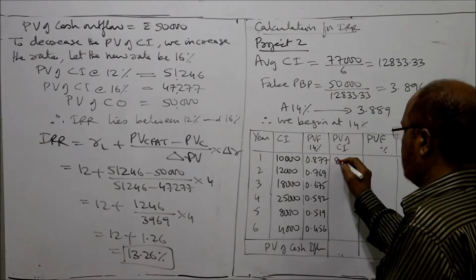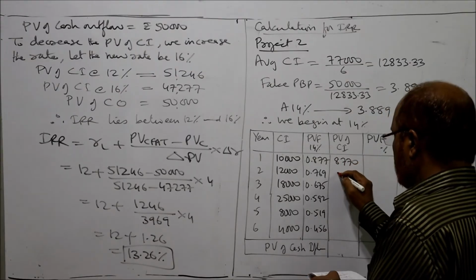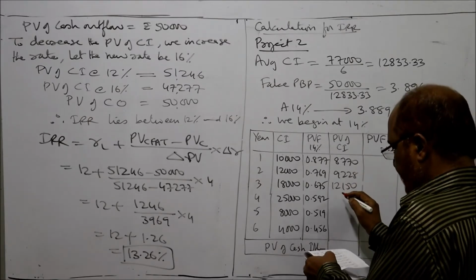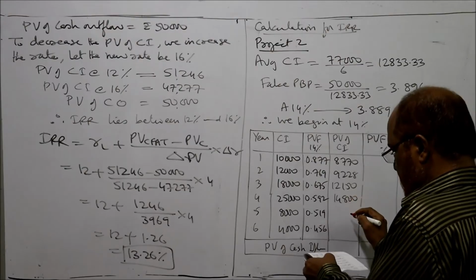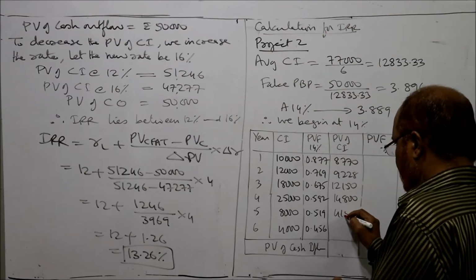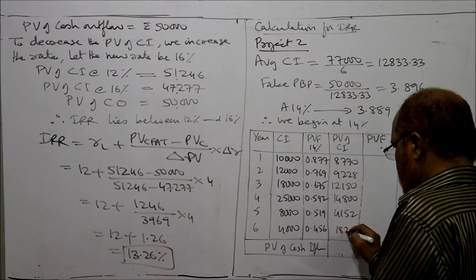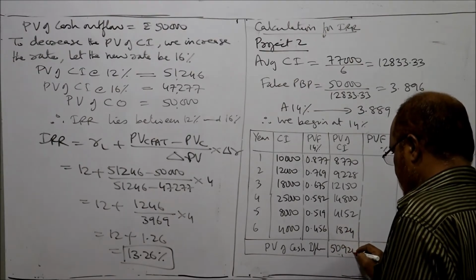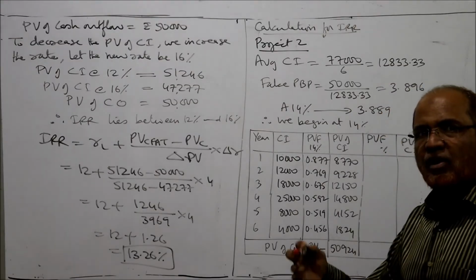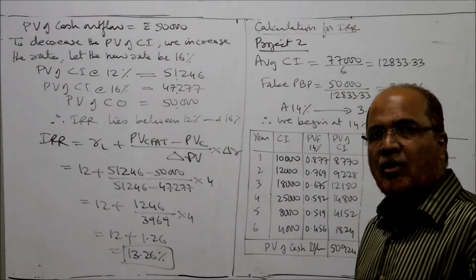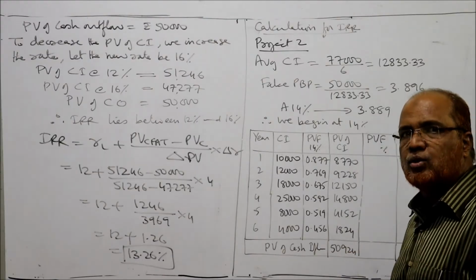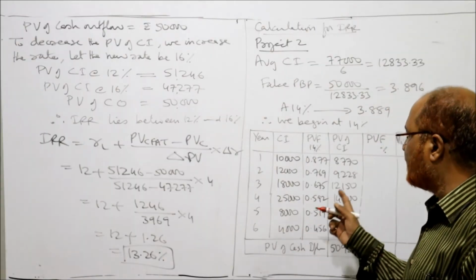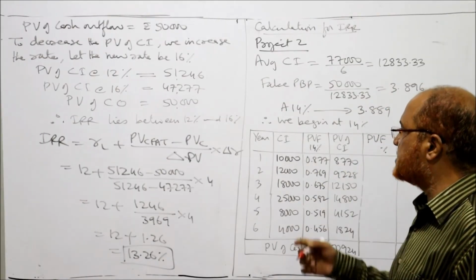Now multiply: 8,770, 9,228, 12,150, 14,800, then 4,152, 1,824. The total is 50,924. Now see here, our PV of cash outflow is 50,000, whereas inflow we are getting 50,924. Now we want to decrease. To decrease the PV of cash inflow, we have to increase the rate.